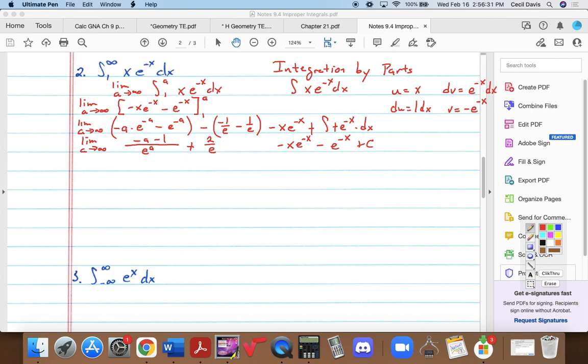And as a goes to infinity, what does that first expression do? What does the numerator do? It goes to negative infinity. And the denominator? Positive infinity. Okay, so that goes to infinity, that goes to negative infinity.